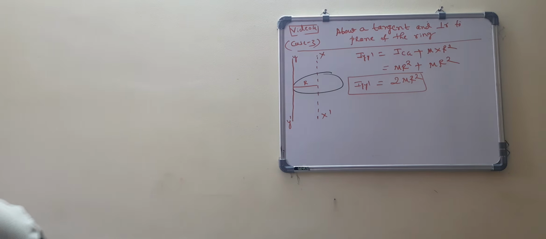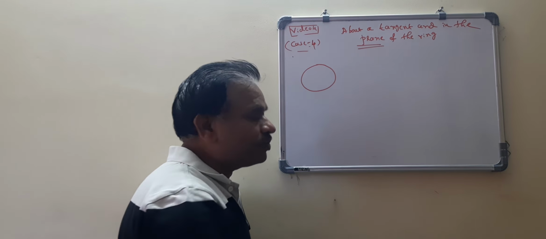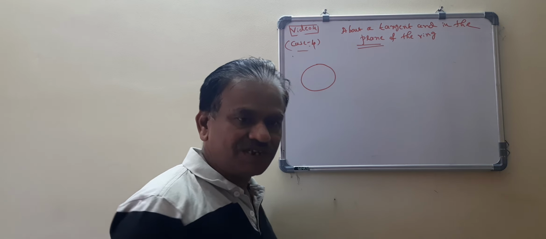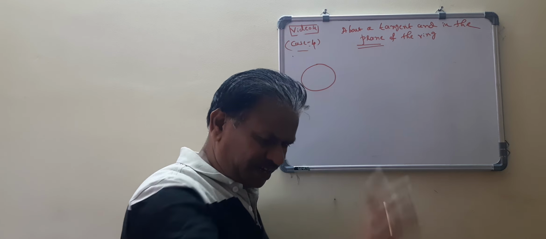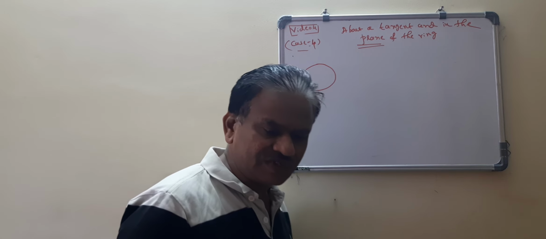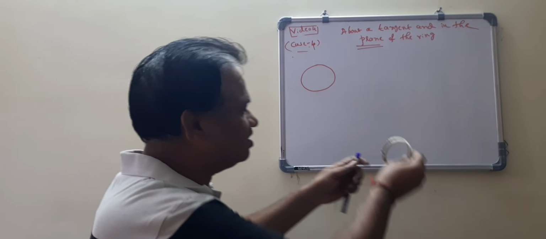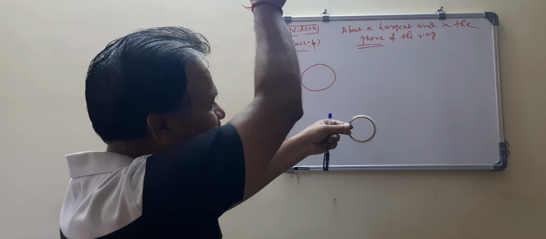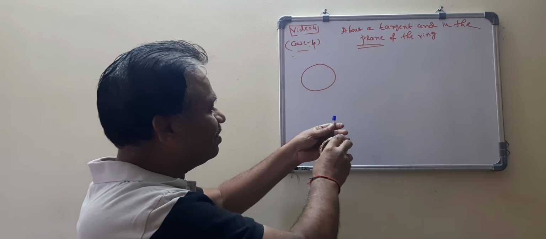Okay, students, now look at this. That is case 4. Perpendicular to the plane of the ring is case 3. Now it is about a tangent and in the plane of the ring. In the plane of the ring means it is like this. This is the one plane. In the previous case it is perpendicular. Just like your board, it is in the XY plane. Now it is like this.